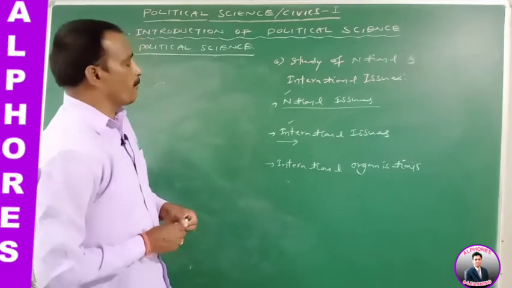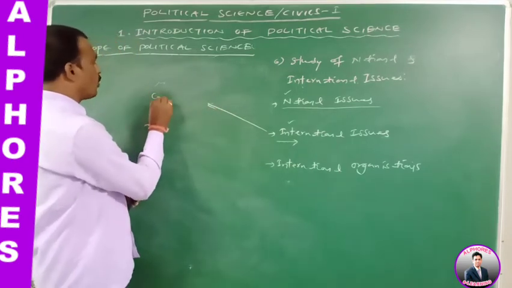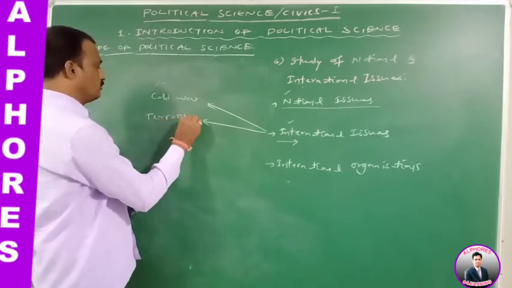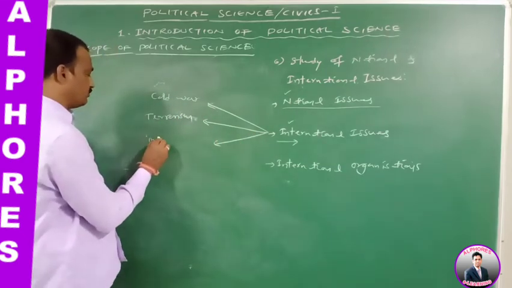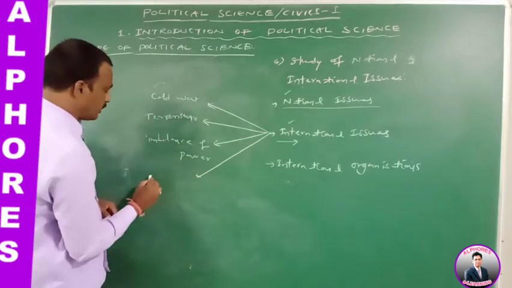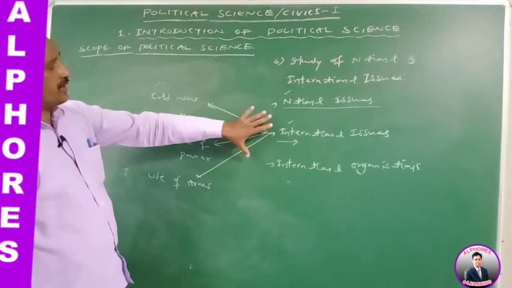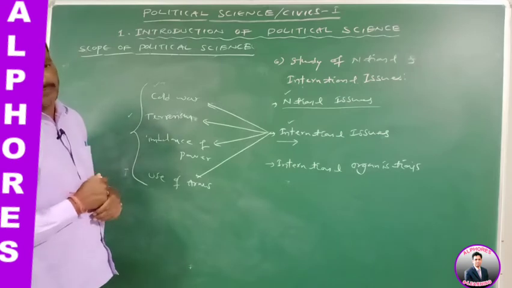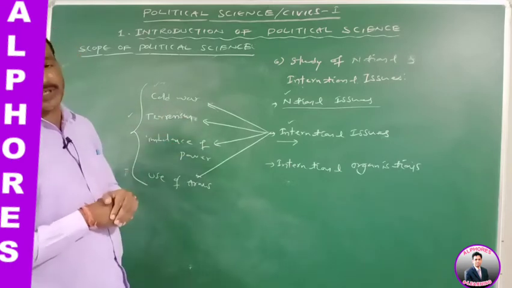At present, world countries are facing so many problems, like Cold War, terrorism, imbalance of power, then use of arms. These are the present international issues. These issues will threaten the international peace and security.